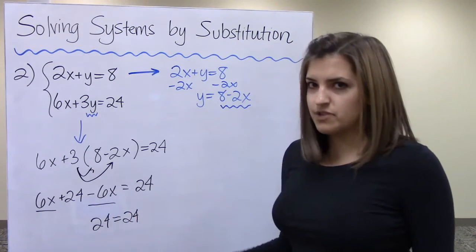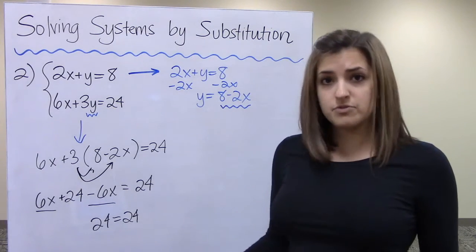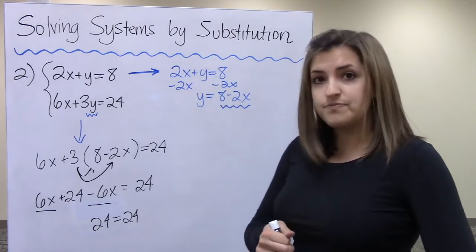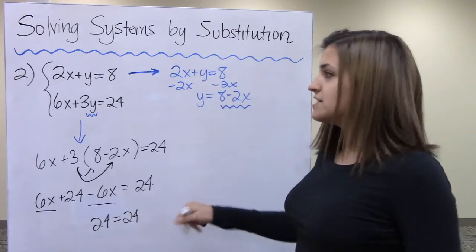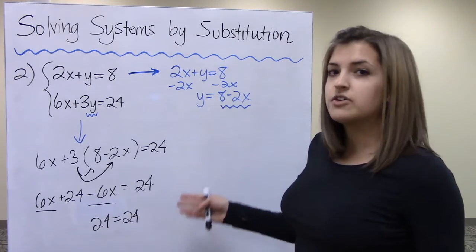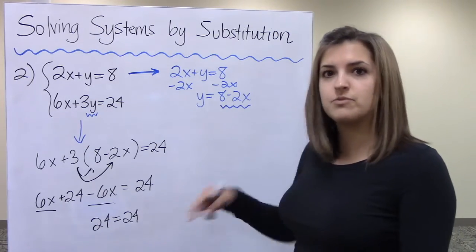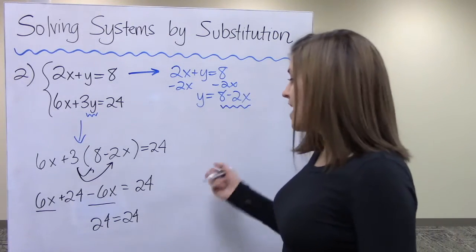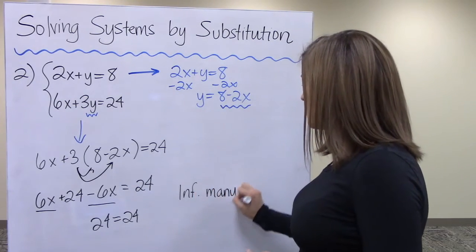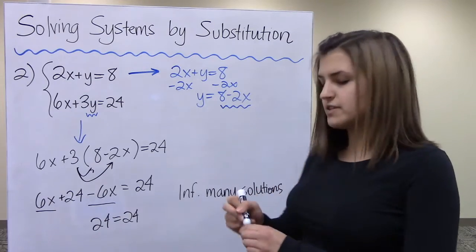Well, this doesn't really help me solve for x, right? Because I only have numbers. But 24 equals 24 is true, right? 24 does equal 24. So what we have here is a system of equations with infinitely many solutions. Your key to recognizing this is that you'll get an answer like this, a number equals itself. So we have infinitely many solutions. All right, let's try another example with a slightly different outcome.